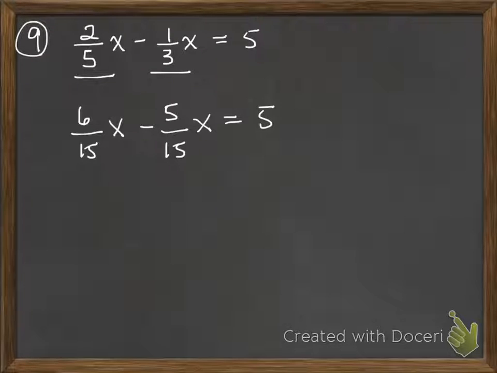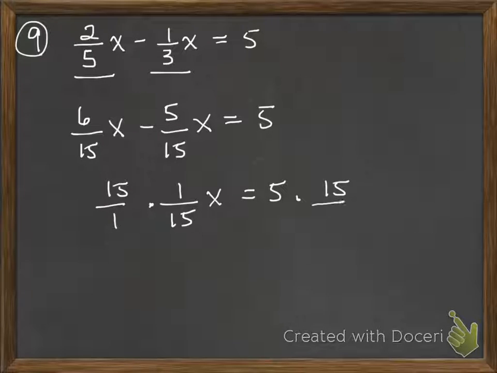So I subtract the numerators only. 6 minus 5 is 1. So I have 1 over my common denominator of 15. So now I have 1 over 15 times x is equal to 5. Again, if you have a fraction that's being multiplied times your variable, to get rid of that fraction, you're going to multiply both sides by the reciprocal of the fraction.